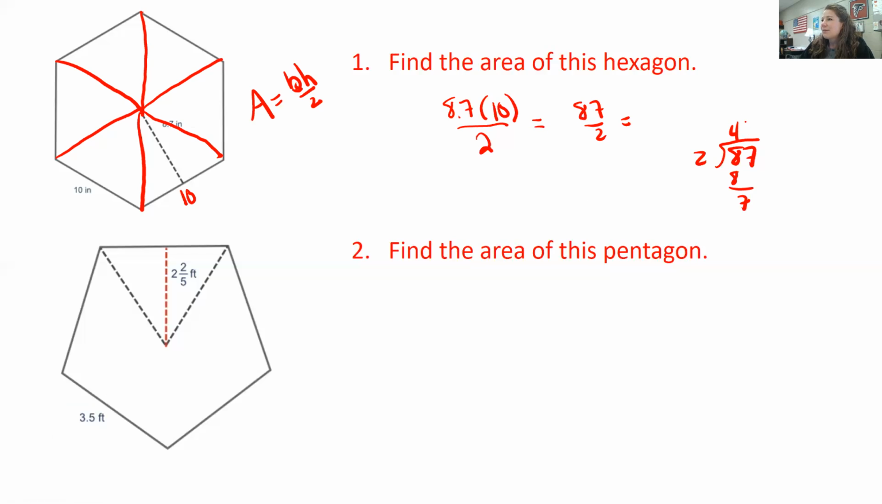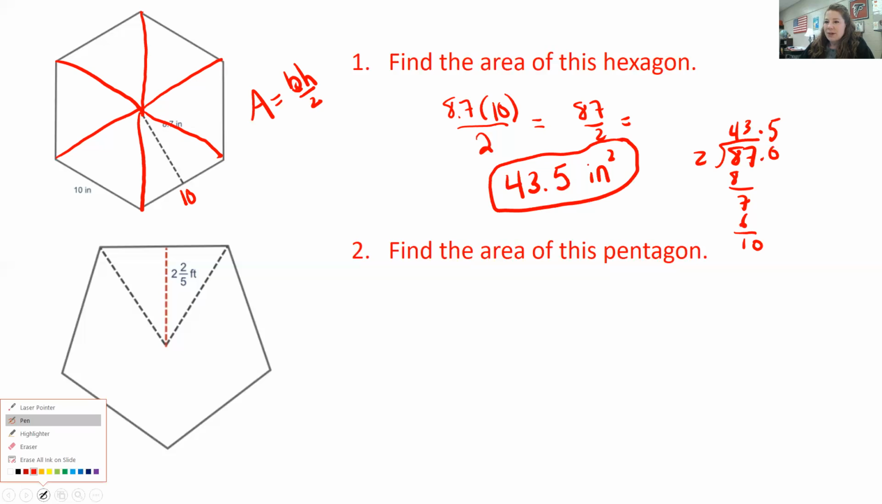So 3 times 2 is 6. Bring down a decimal, or make a decimal, bring down a 0, and 2 goes into 10 5 times. So the area of this hexagon is 43.5, and inches times inches is inches squared. So 43.5. All right, you guys try the next one, pause the video, try the next one, and then come back and check your answers.